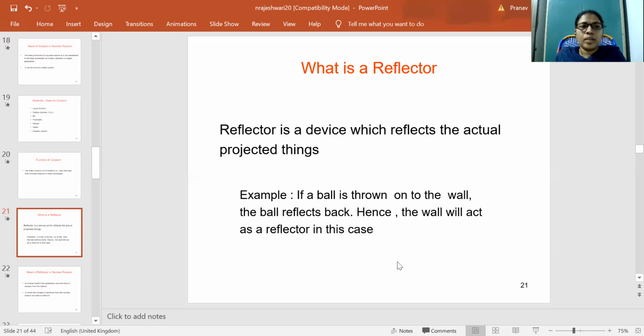And coming to the reflectors, a reflector is a device which reflects the actual projected things. For example, if a ball is thrown on the wall, then the ball reflects back, and hence the wall acts as a reflector in this case. If any neutrons escape from this vessel, these reflectors will reflect the neutrons into the vessel only. So in this example, the wall acts as a reflector.